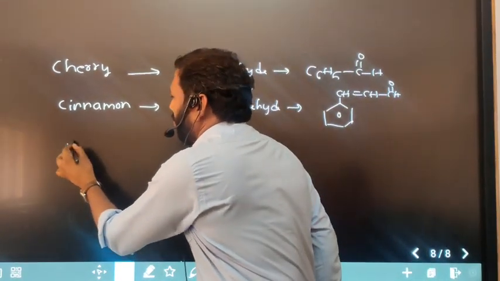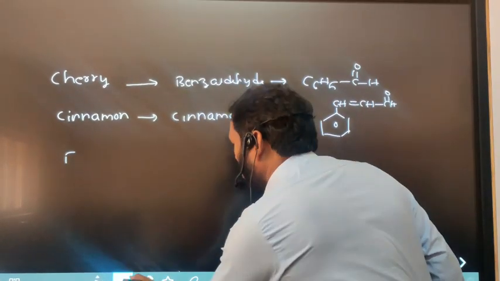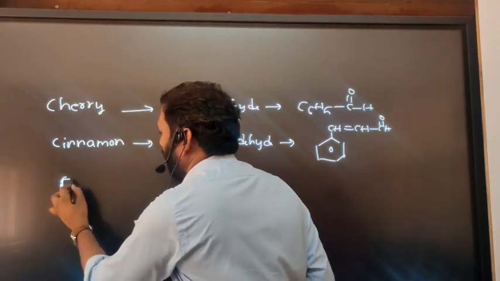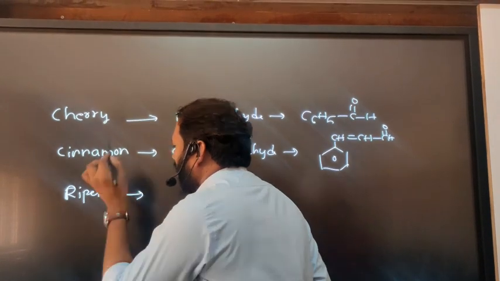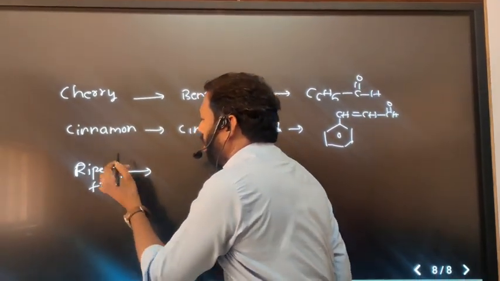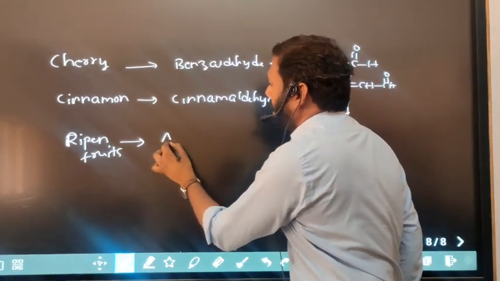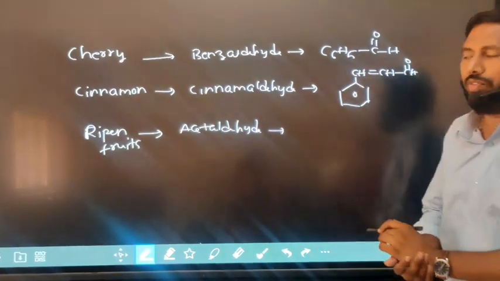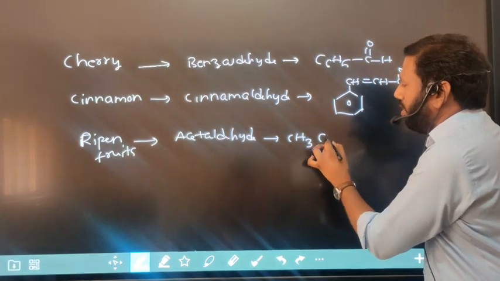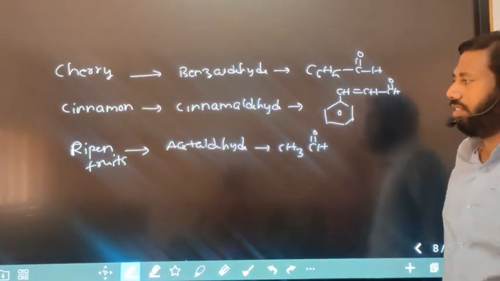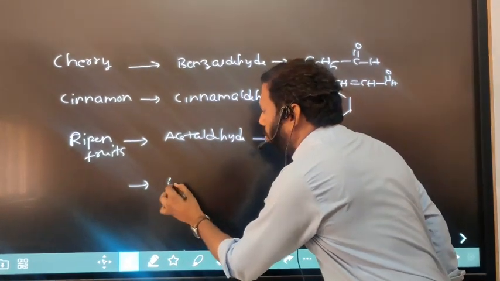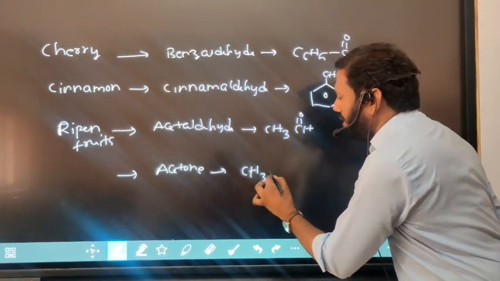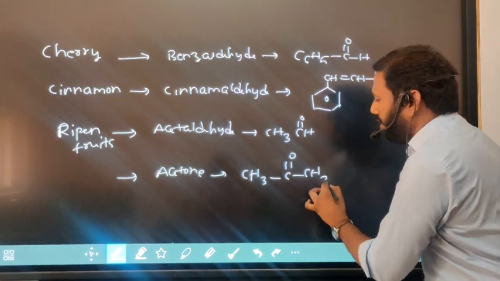And ripe fruits. One of the aldehydes present in ripe fruits is acetaldehyde. Can you say the chemical formula of acetaldehyde? That is CH3CHO, acetaldehyde. Another compound is acetone. What is the chemical formula of acetone? CH3COCH3. This is acetone.